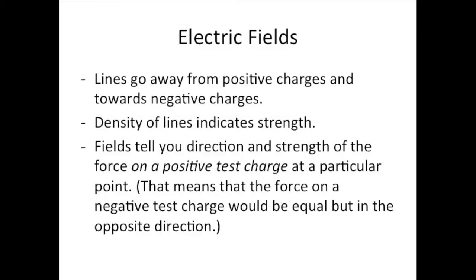And here are the rules. Lines go away from positive and towards negative charges. The density of the lines indicates the field strength. More lines, stronger field, which also, if you're thinking about this landscape model, means a steeper slope. So the field lines tell you the direction and strength of the force on a positive test charge. So if you were to take a little positive charge and put it in there, it would tell you the amount of force and the direction of the force on the positive test charge.